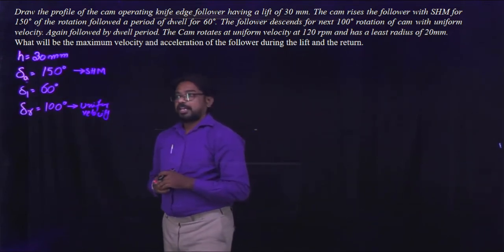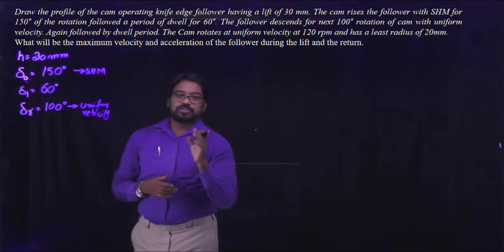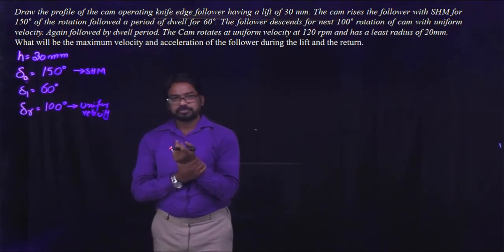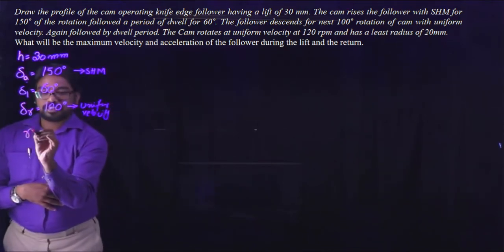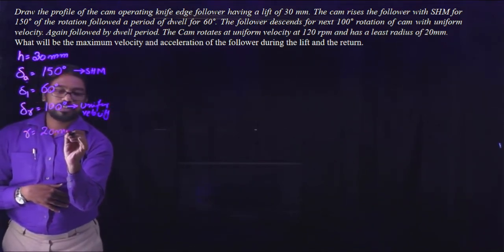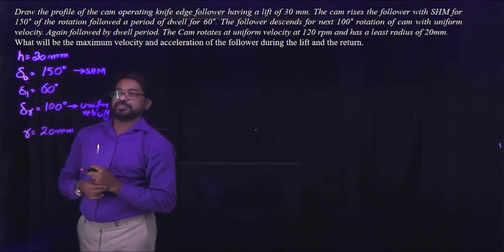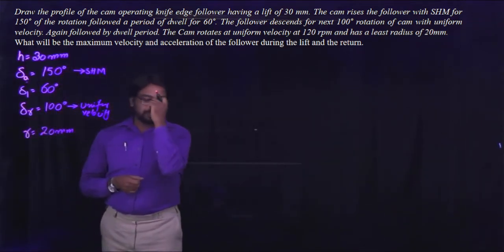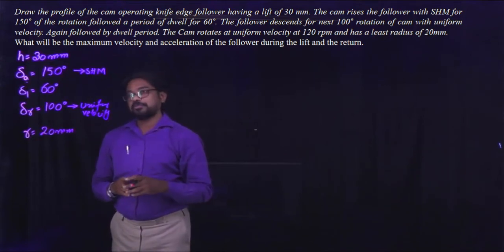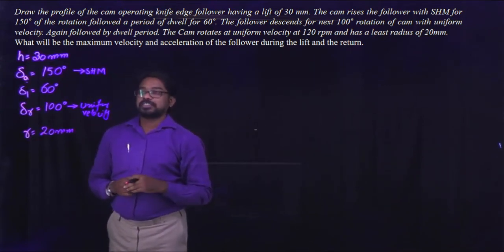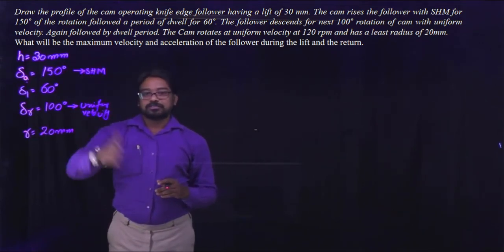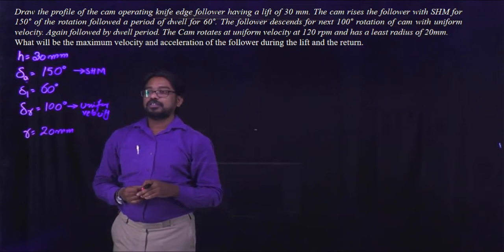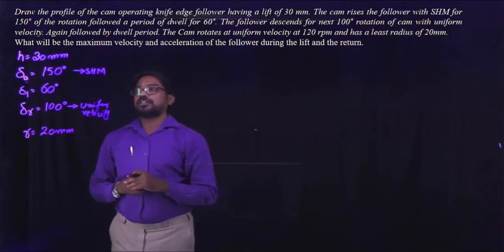And the cam is rotating with a uniform velocity of 120 rpm. The least radius of the cam, r, is 20 mm. So these are the given values, and we have to draw the profile of the cam, and also identify the maximum velocity and acceleration during the rise and the return. Now based on that, let us first draw the displacement diagram.